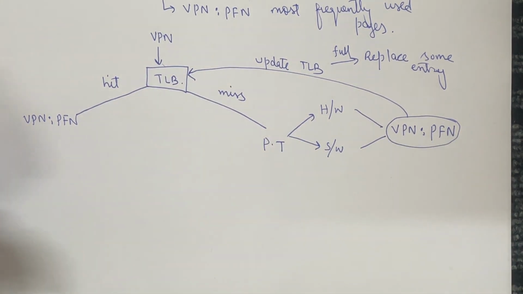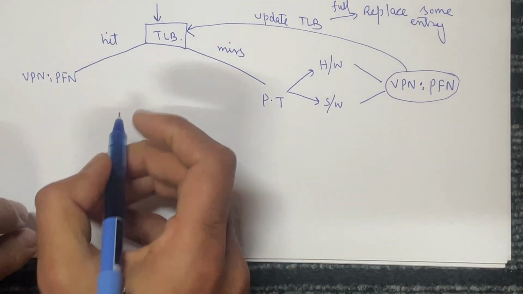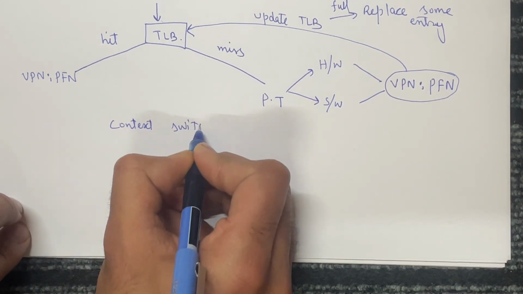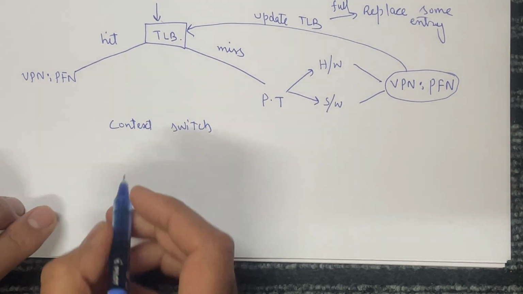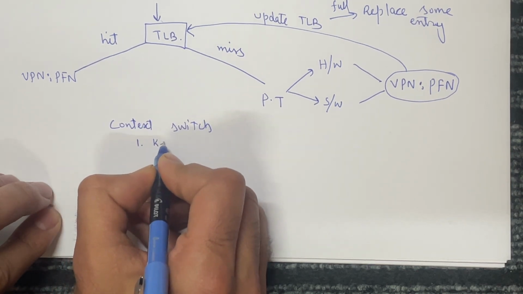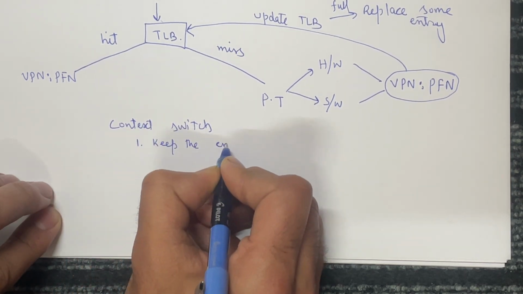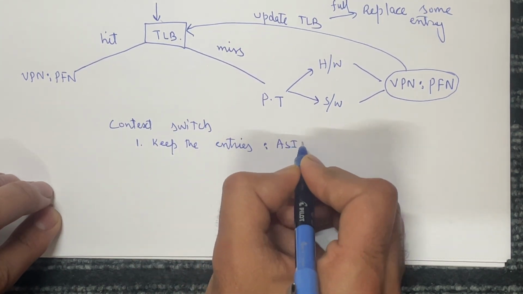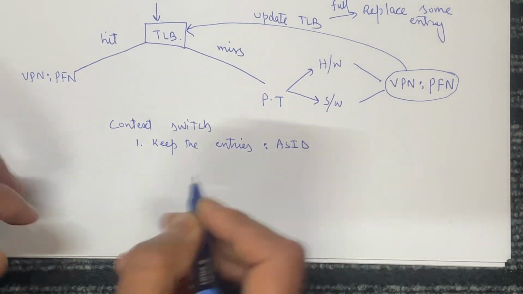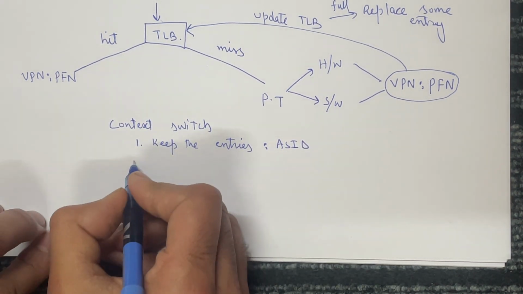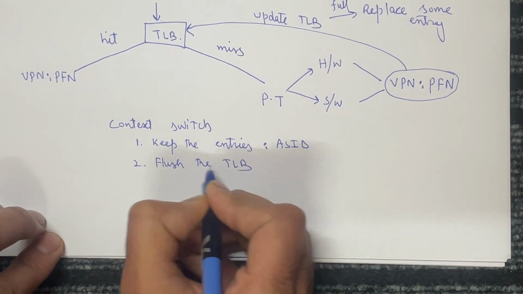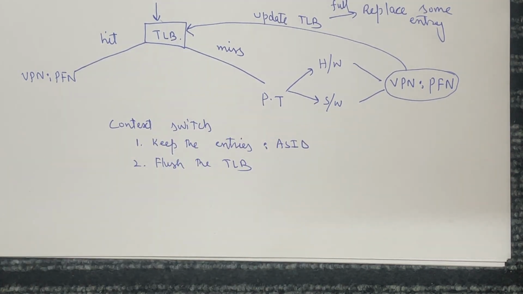Okay. And we said that in case of a context switch, if we are moving from process 1 to process 2, there are two scenarios. The first is we will keep the entries, but we should know which entry belongs to which process, and for that particular domain, we are using an application specific identifier. The second was that we will flush the TLB. So both of these have their advantages and disadvantages.